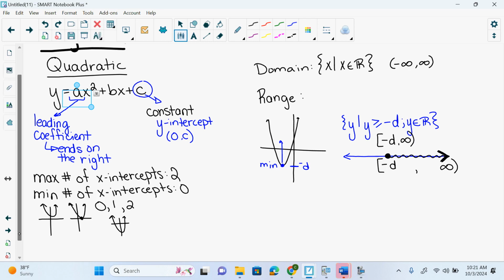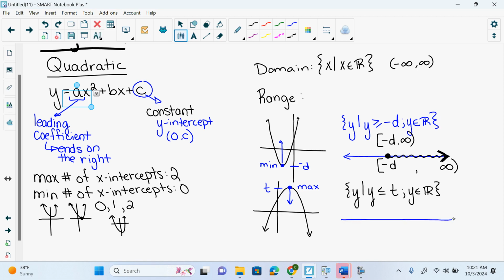I could also have a graph that's concave down. It's like this. This is a what this time? Maximum. And we'll say that this is t. Well, now the entire graph is what t? Less than. Or equal to. So it would be y such that y is less than or equal to t. Y is the sum of the reals.